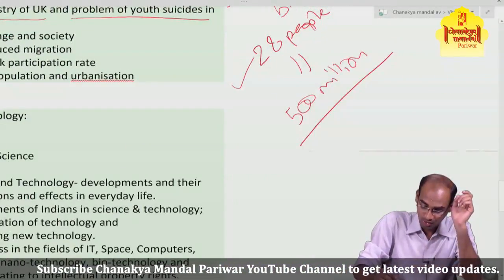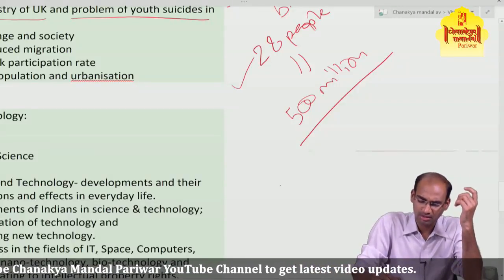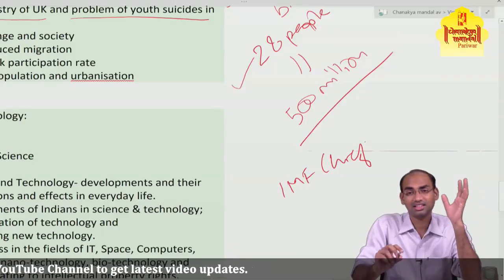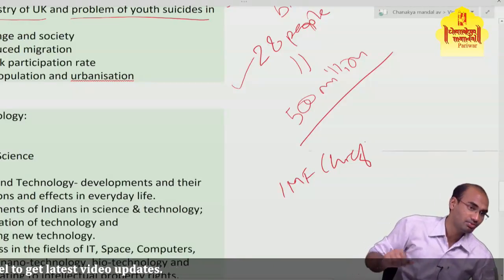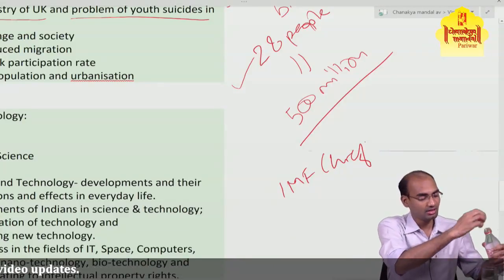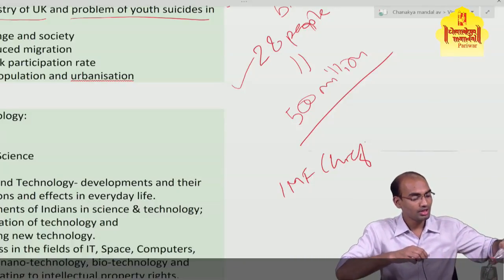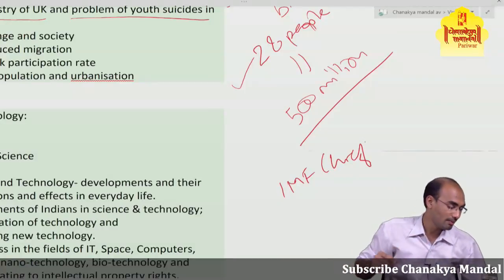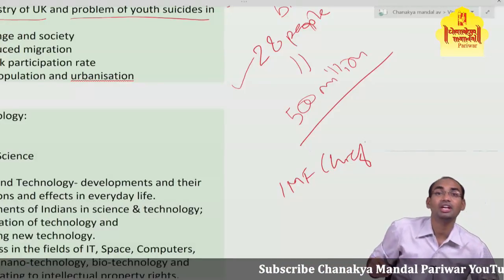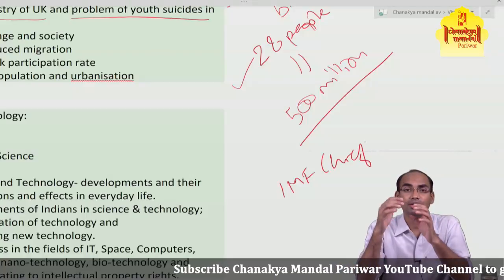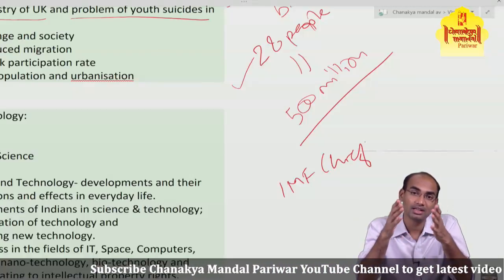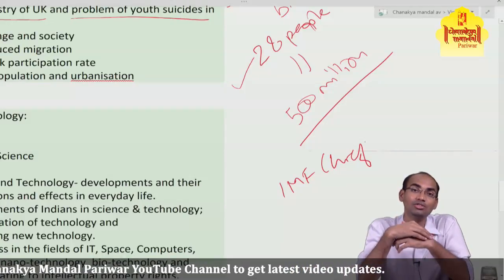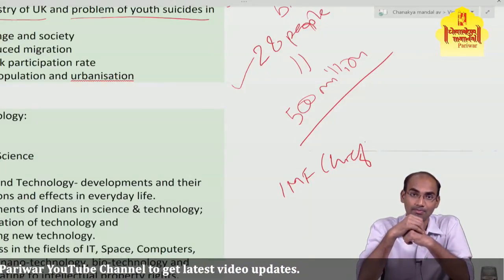McKinsey report. Or also the IMF chief Christine Lagarde mentioned in 2017 that if India's development process, if India's sector becomes gender neutral, it means if there will be 50-50 work participation rate of men and women, India's GDP would increase by 27%.